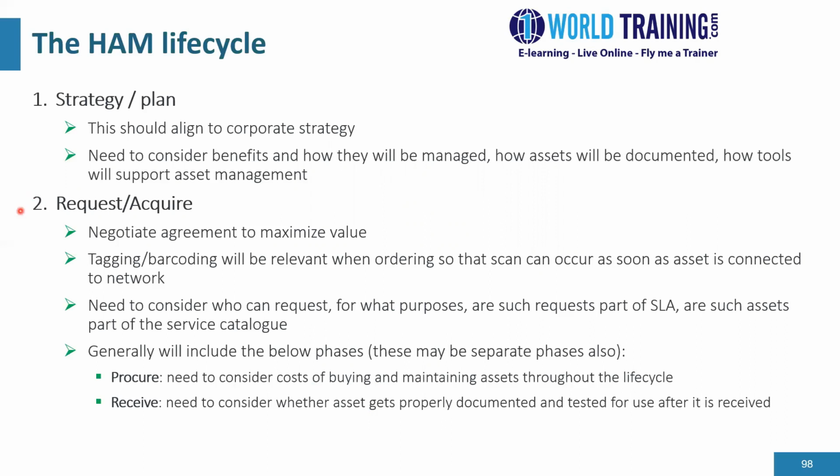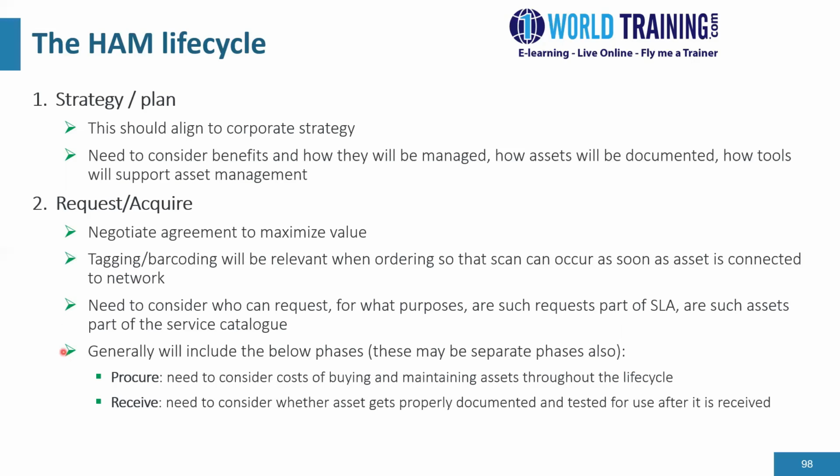Number 2 is to request or acquire. And when doing this, it's good to negotiate the agreements to maximize value when requesting assets. Tagging or barcoding will be relevant when ordering so that scanning can occur as soon as an asset is connected to the network. Also need to consider who can request for what purpose, because these requests will be part of the SLA, service level agreement, for service requests. A service request could be to order certain hardware when such assets are part of the service catalog. And it's important to also understand whether these are part of the service catalog or not.